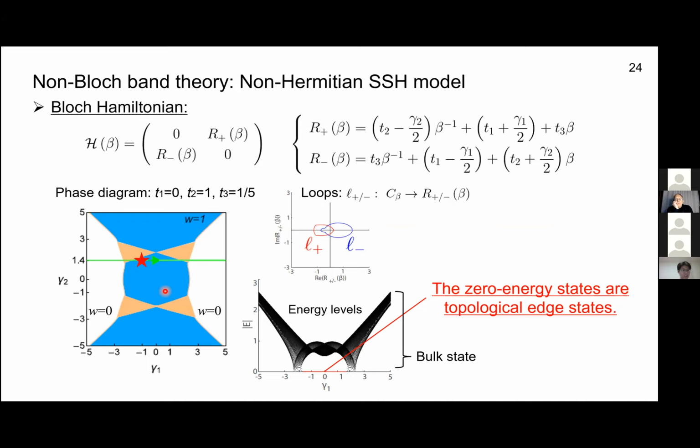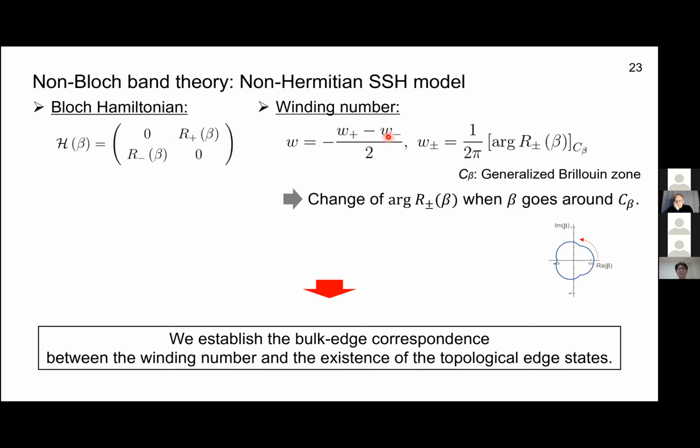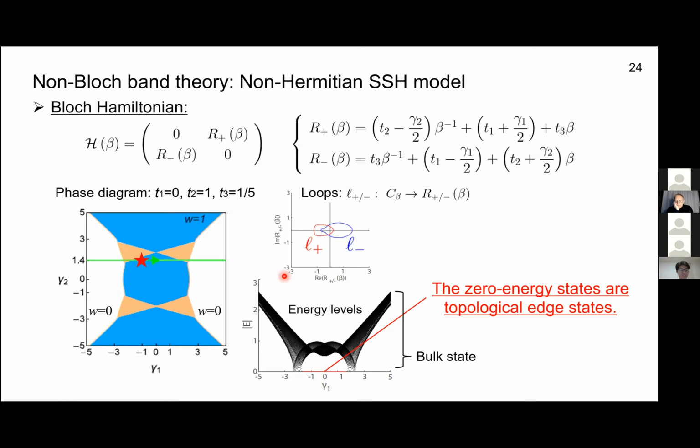So in the system parameters at this register, I show the loops L plus minus, which are projected from the generalized Brillouin zone to the function R plus minus beta. And these loops simultaneously surround the origin on the complex plane. And in fact, the winding number takes a non-zero value. Along this green line, we calculate the energy levels in a finite open chain. And we can confirm that the zero energy states appear, and so they are topological edge states.